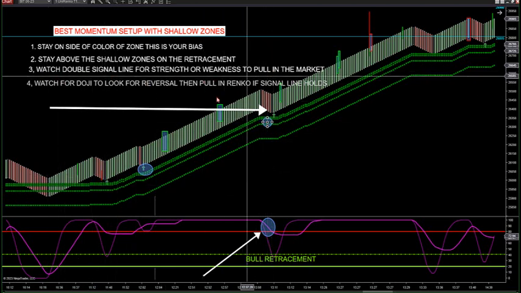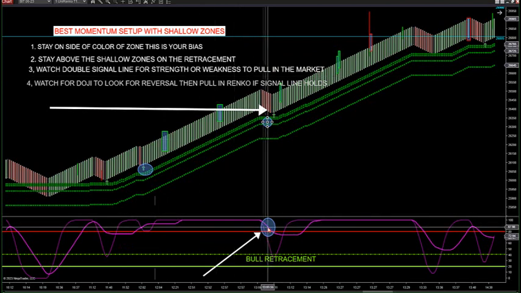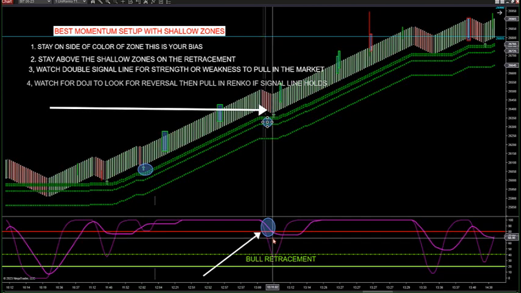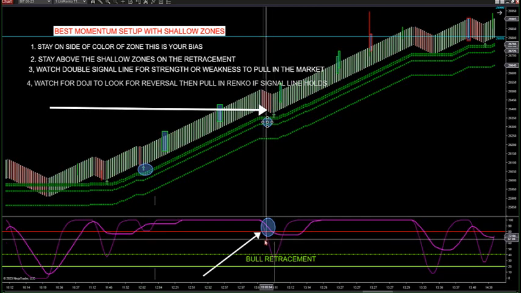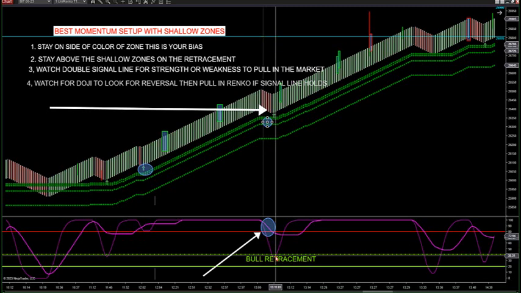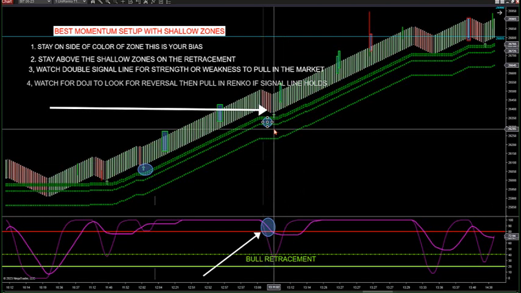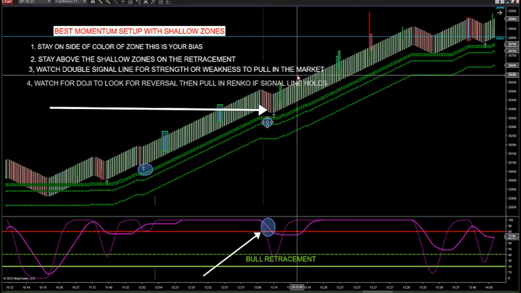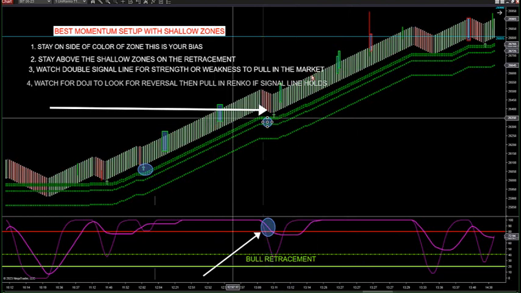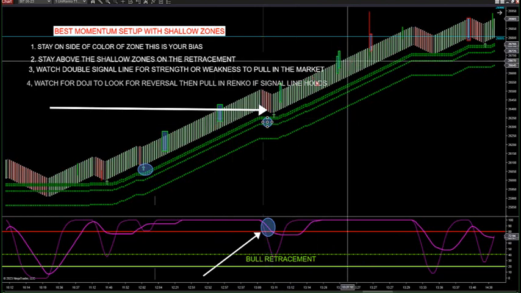Watch double signal line for strength or weakness. Pull the market. See if we have strength. Is the signal line above as we're retracing? When the doji comes in, signal line's above 40, check. Signal line is right at 40, check. Right on it at 40. Arrow fires in, audible alert, Bitcoin explodes. It just happened on Bitcoin.